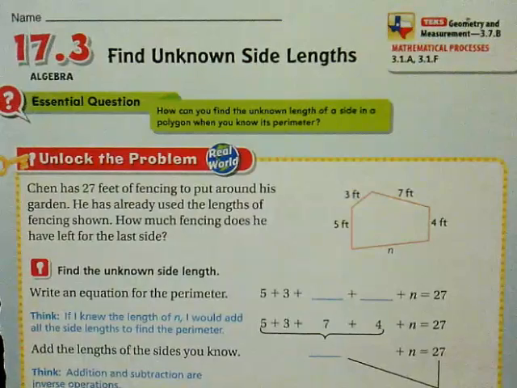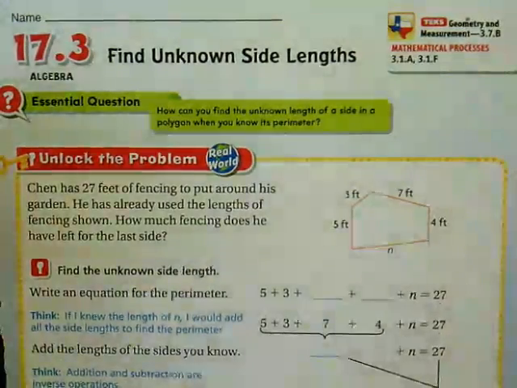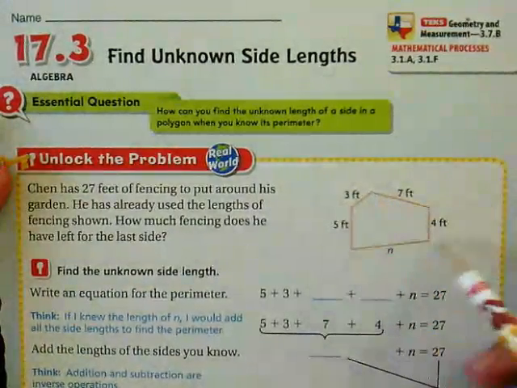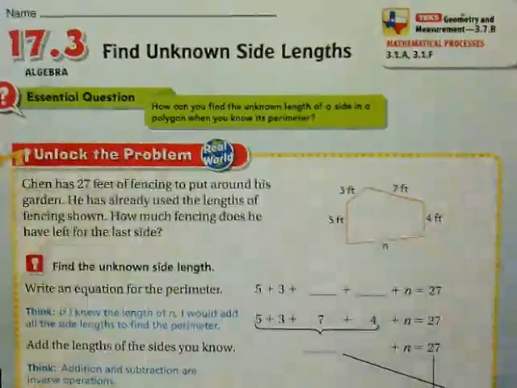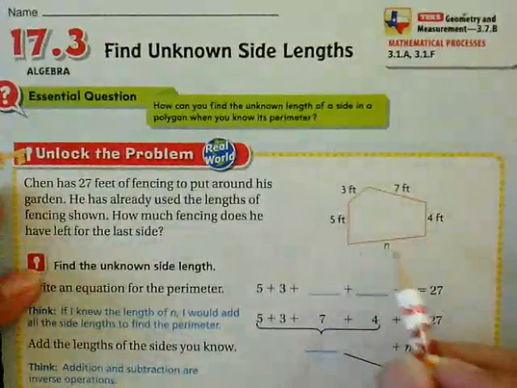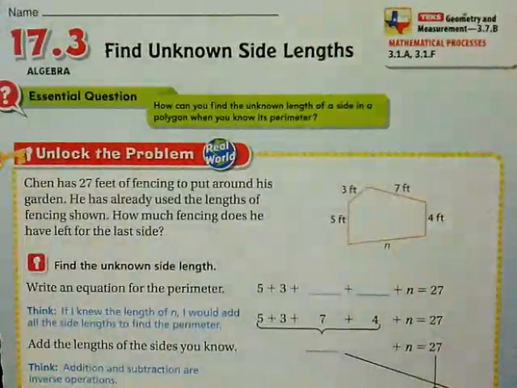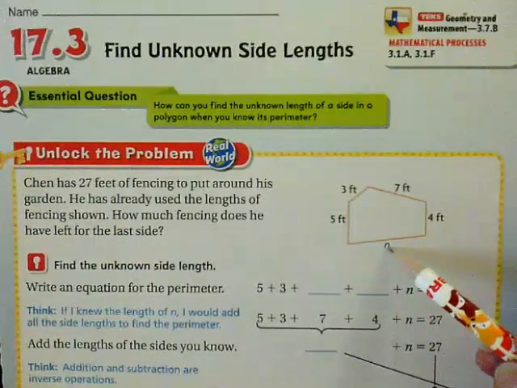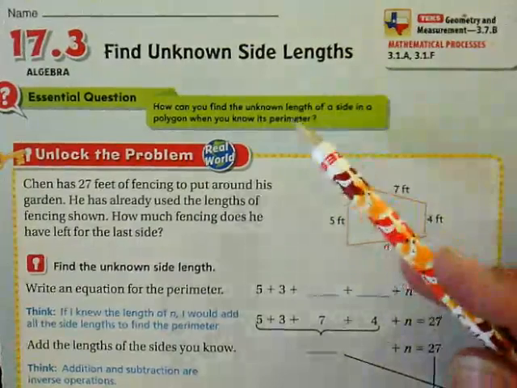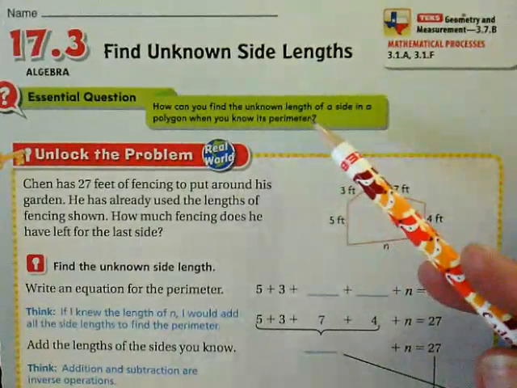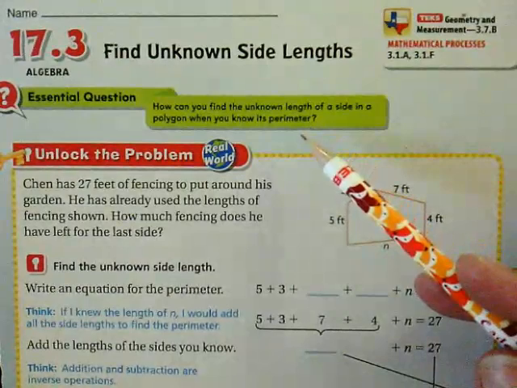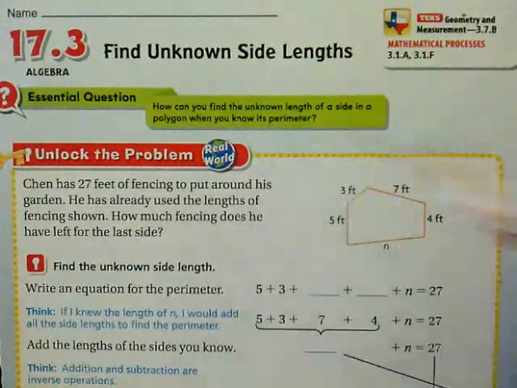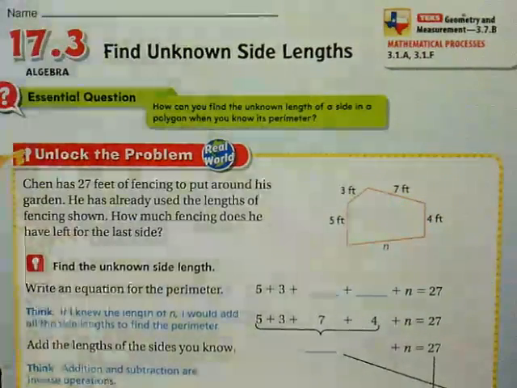Hi everybody. So today we are still working with perimeter, and we're going to use our knowledge of perimeter, or finding the length of an outside edge, to find the unknown edge. So we're going to use our new perimeter knowledge to figure out the length of an unknown edge. So here's our essential question. How can you find the unknown length of a side in a polygon when you know its perimeter? So let's jump in and unlock a problem.